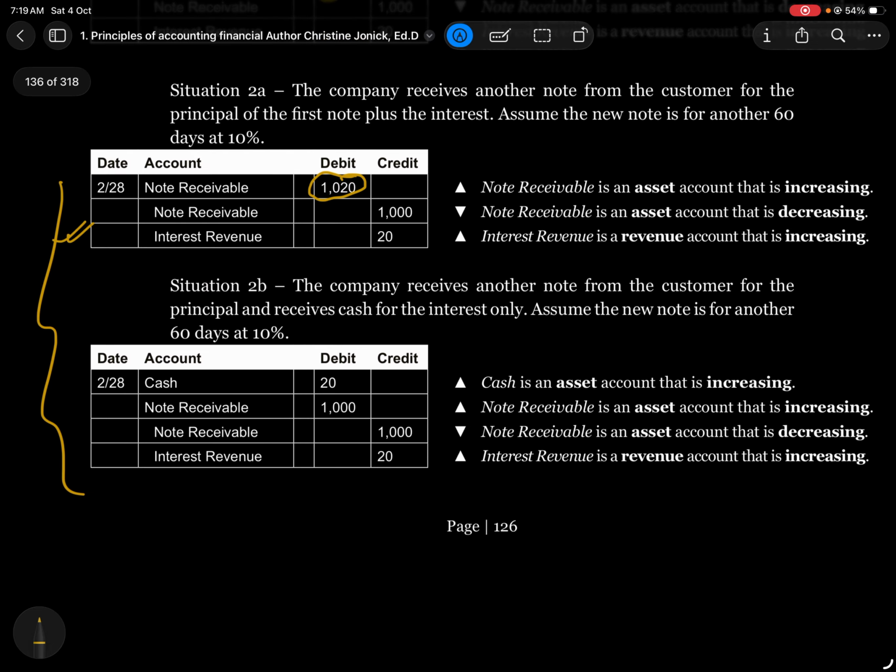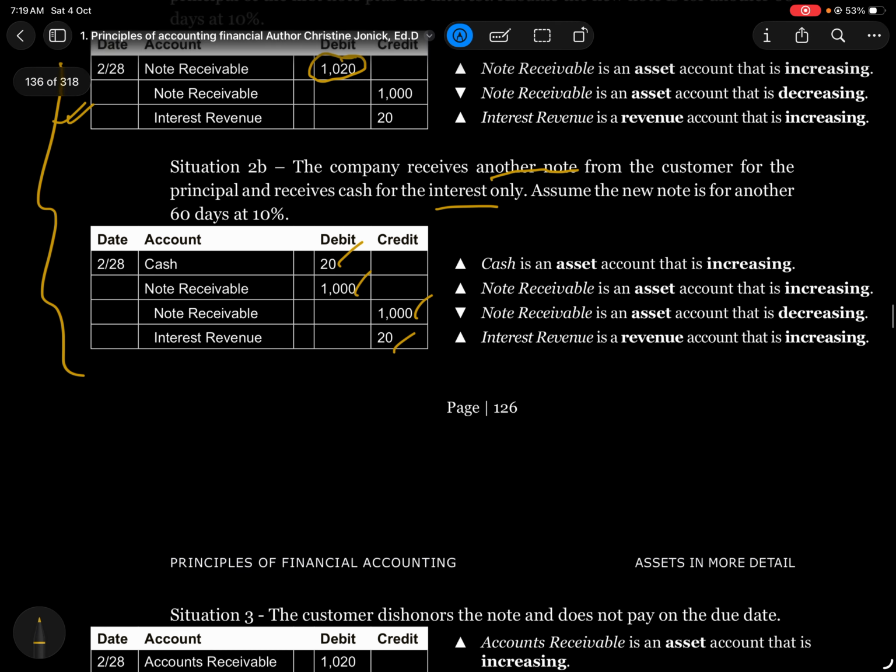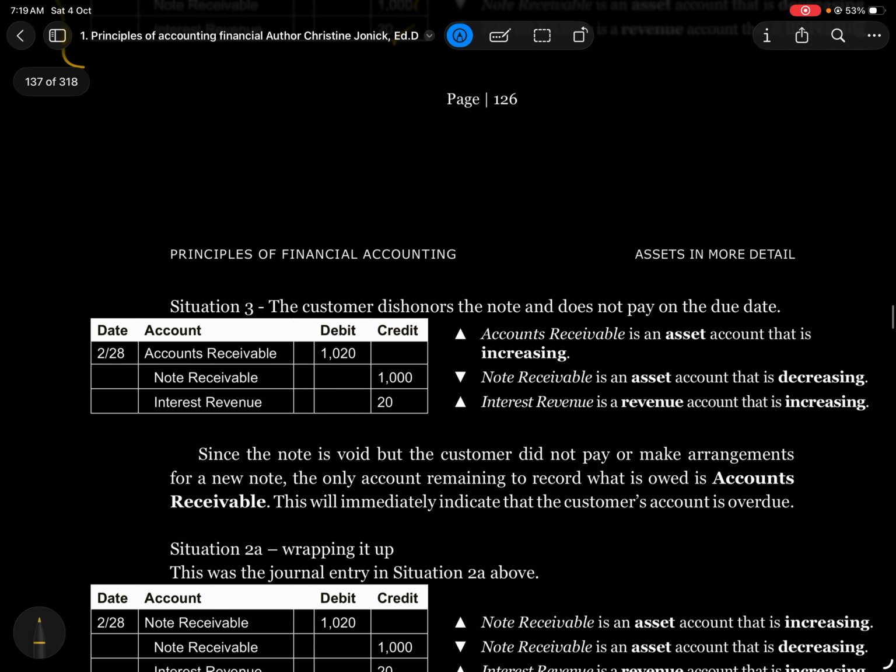So if they only paid us the interest but not the principal, and they received another note receivable, in that scenario we would get cash of 20, and note receivable would be 1,000. So the initial note receivable would be credited and interest would be credited as well. It just depends on how the company wants to treat it.